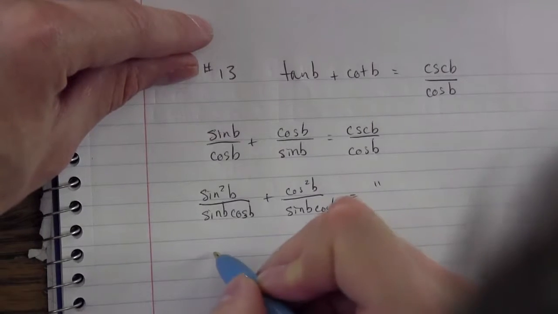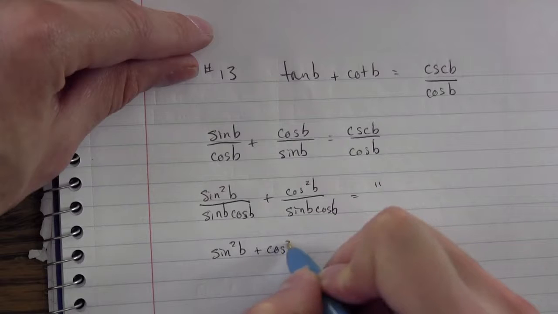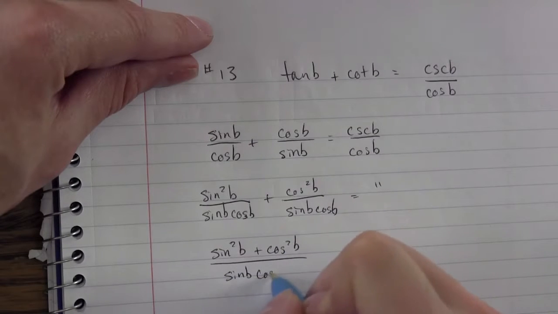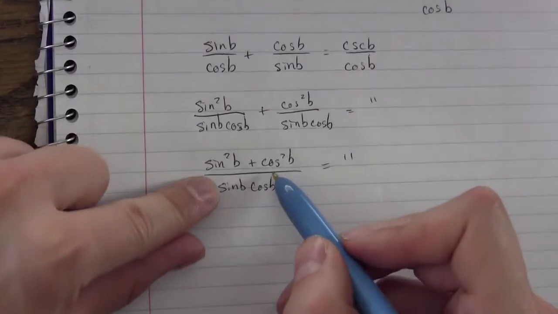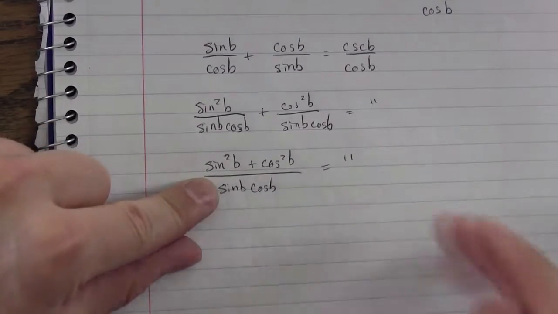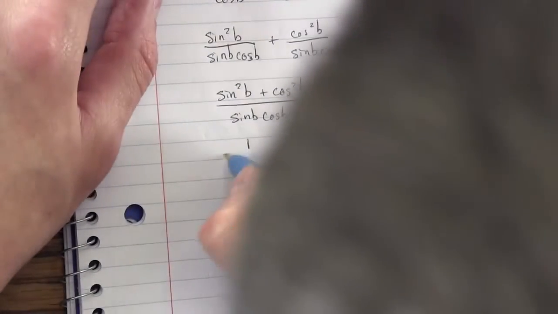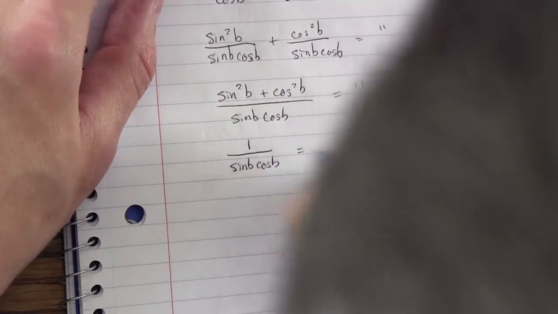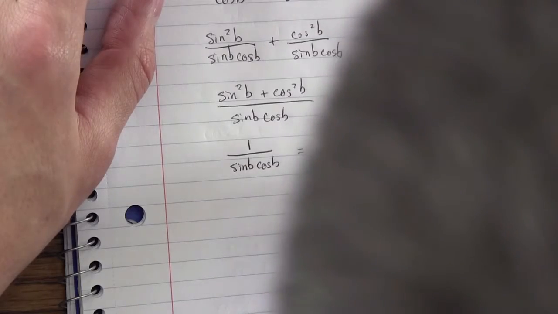Okay, so let's go ahead and combine those. So now we get sine squared b plus cosine squared b all over sine b cosine b. And wouldn't you know it, that is one of our trig identities. That's going to be equal to 1. So let's go ahead and convert that. So now we get 1 over sine b cosine b equals cosecant b over cosine b.